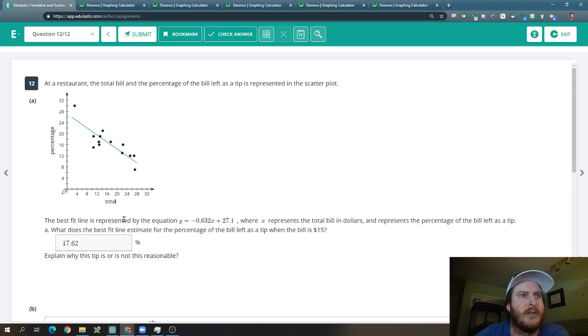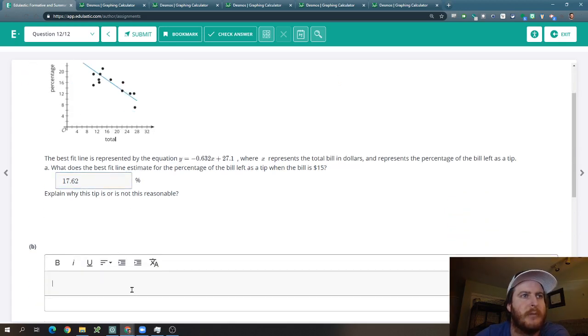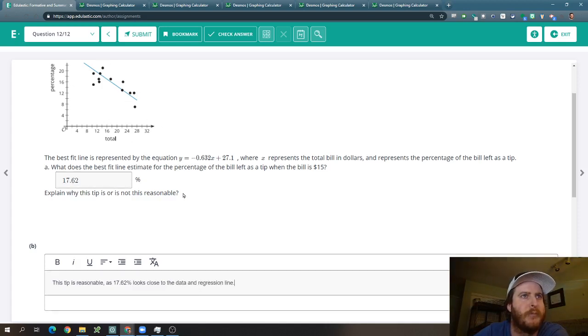Explain why this tip is or is not reasonable. Well, if I look at 15, it looks like that's 12, 14, 16, so 15 somewhere around here. That looks like it's matching up with our data. So I'd say this tip is reasonable as 17.62% looks close to the data and regression line. Also, you could add the word interpolation, right? We're doing interpolation, which usually makes sense with a line.